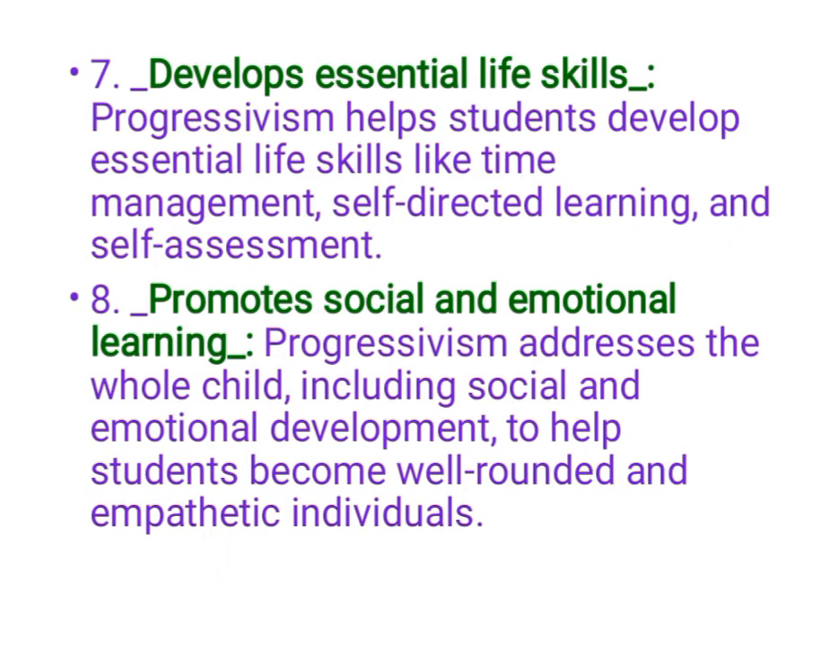It also develops essential life skills. Progressivism helps students to develop essential life skills like time management, self-directed learning, and also self-assessment, because it is focused on self-discipline, whilst essentialism is an imposed discipline. Now progressivism promotes self-discipline. It promotes social and emotional learning. Progressivism addresses the whole child, including social and emotional development, to help students become well-rounded and empathetic.